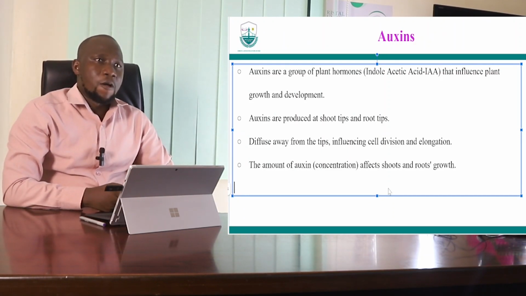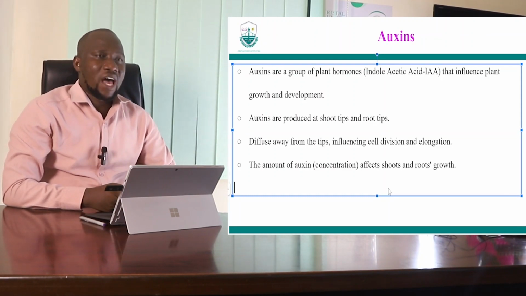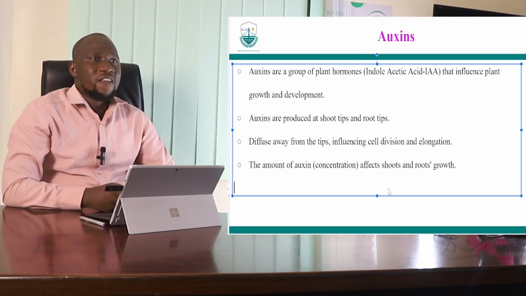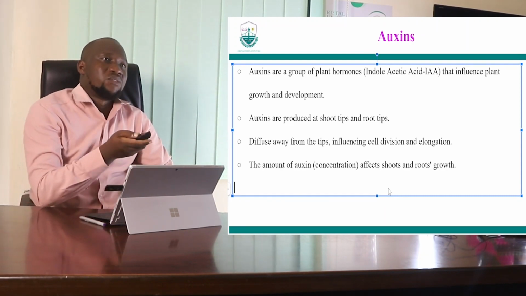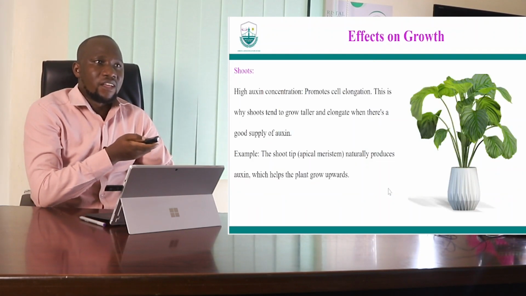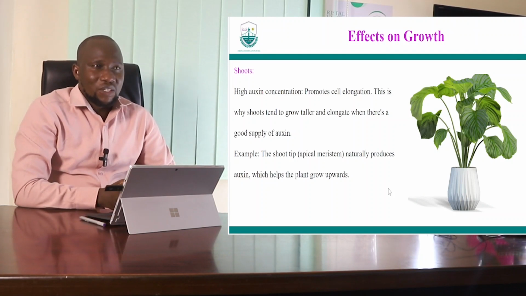What is very important about the auxins is their concentration. What happens if the auxin concentration is high in the shoot? What happens if the auxin concentration is high in the root? That is very important. The concentration, or the amount, of auxins is the key. So let's look at that concentration aspect.